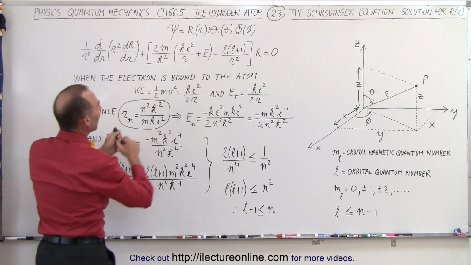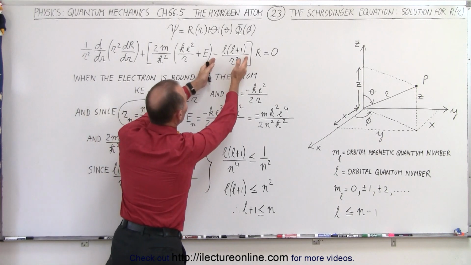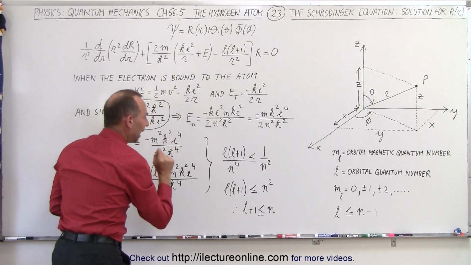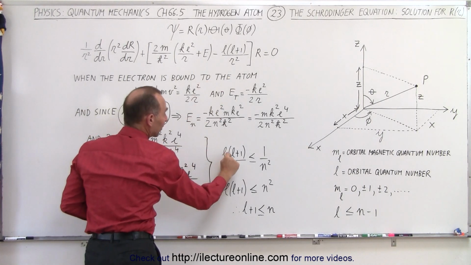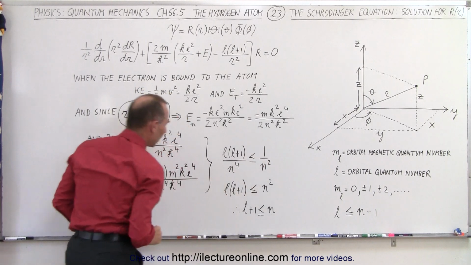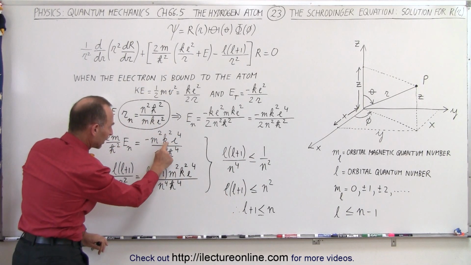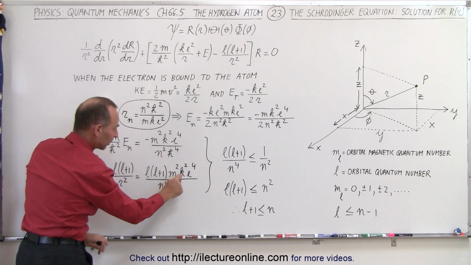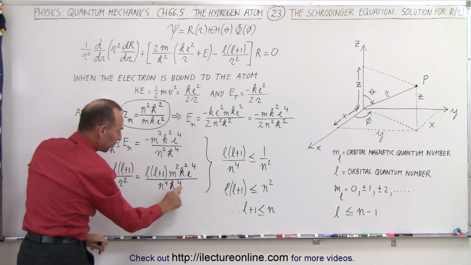So now we have this, which is represented by this, and we have this, which is represented by this, and we want to make sure then, the condition is that this L times L plus 1 divided by n to the fourth must be less than or equal to 1 over n squared. Where does that come from? Well, realize if you look here, we have an m squared k squared e to the fourth, m squared k squared e to the fourth. We have an h bar to the fourth, h bar to the fourth.